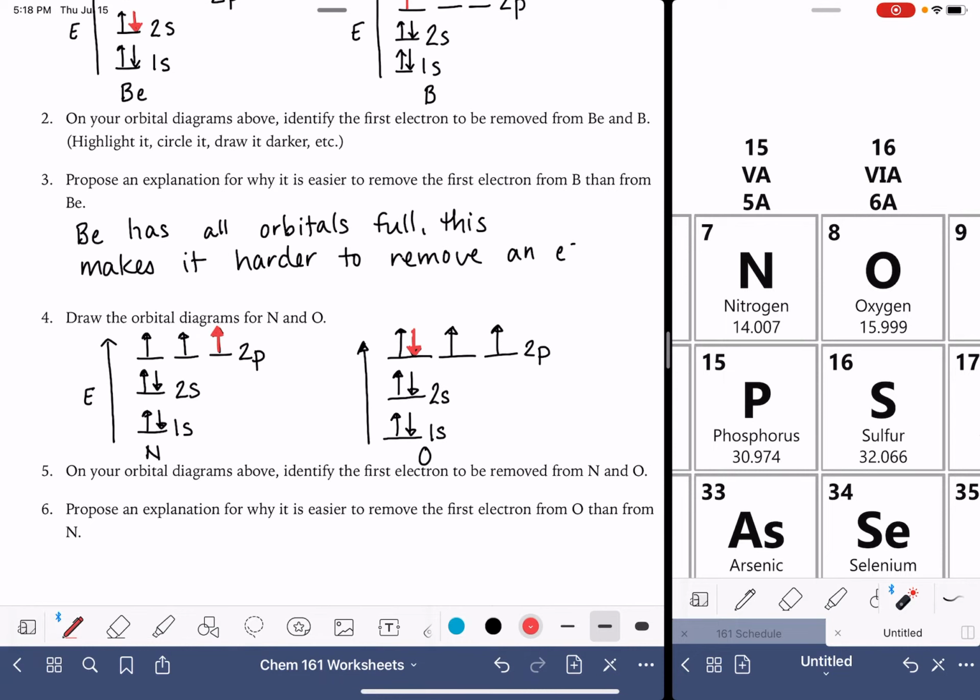And we want to imagine a situation here. Why is it easier to remove the first electron from oxygen and harder to remove the first electron from nitrogen? We'll do the same type of analysis.